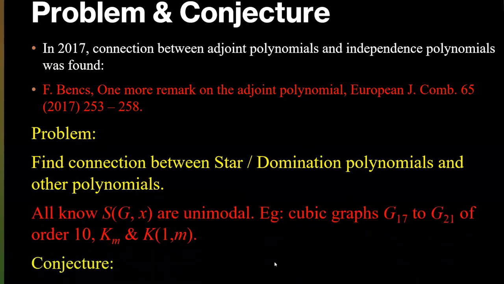Now, if you recall, all the star polynomials of the graphs that we have computed are all unimodal. So my conjecture here is that for every graph G, the star polynomial is unimodal.